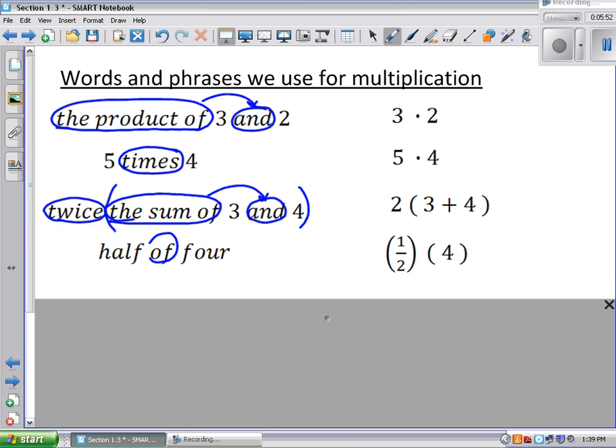Of is another one of those words that we use for multiplication. And here we have half. Half represents a number, 1 over 2, and our number 4. So 1/2 times 4. When you see two parentheses right next to each other, if there's no operator there, not an addition sign, subtraction sign, multiplication or division signs, we automatically assume that it's multiplication.